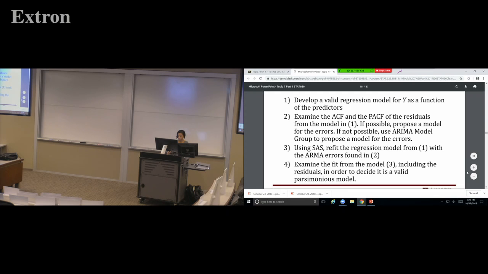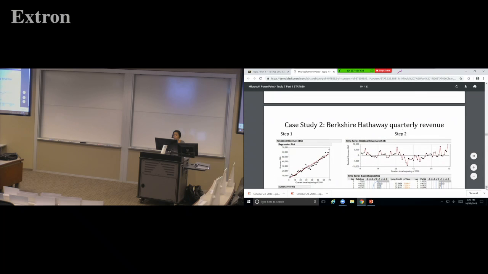Everybody's somewhat okay with the idea of what we're going to do? Fit a regression. From that regression, grab the residuals, look at them. See if you're able to determine a model for the errors with the ACF or PACF, if not, use an ARIMA model group, come up with some proposals, go into SAS and run those models with possibly different error proposals, and check out what the fit looks like on those models. Okay. All right, so looking at the Berkshire Hathaway quarterly data.